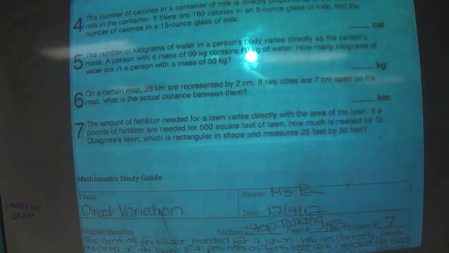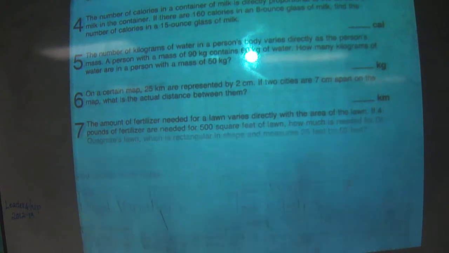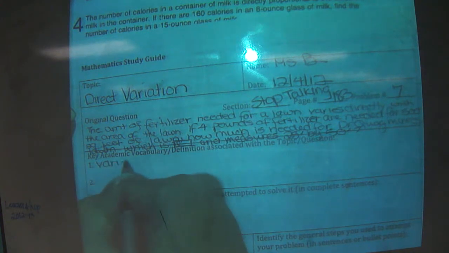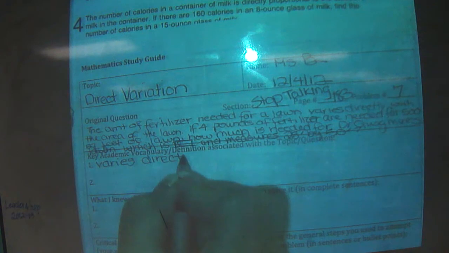What's involved? It varies directly. That's in there. Let's use it. Varies directly. So what does that mean? What does varies directly mean? What do you think it means? Because if it does it to one thing, it does the same thing to the other thing, right? So it changes in both? So it does exactly the same thing in both situations.